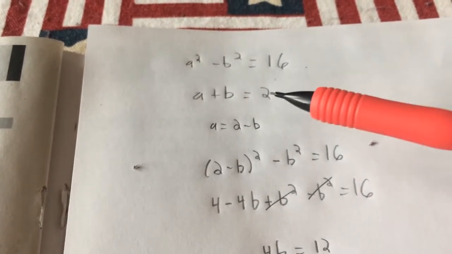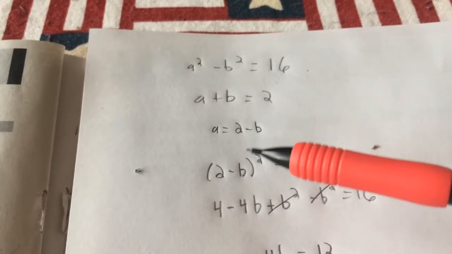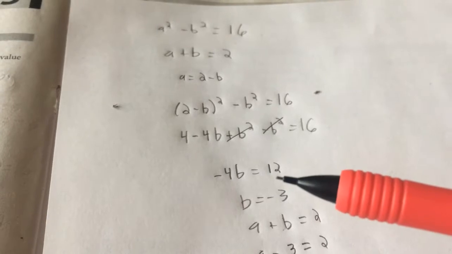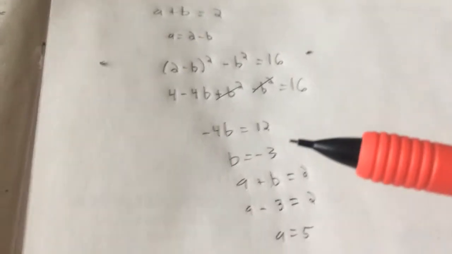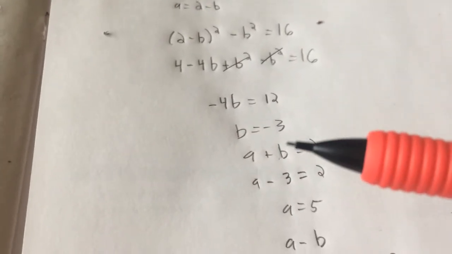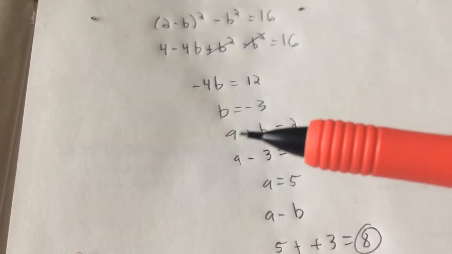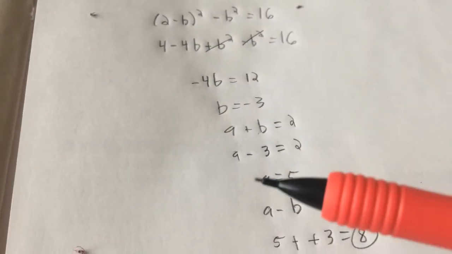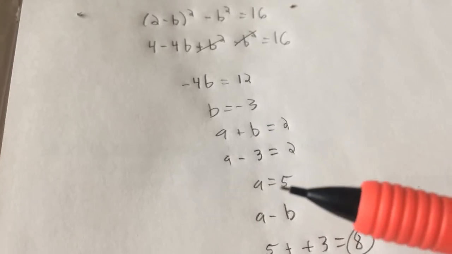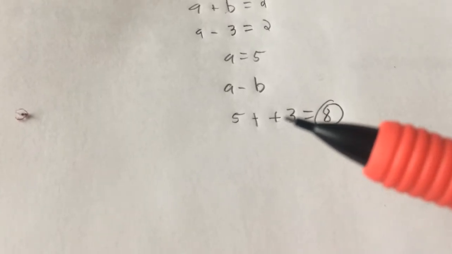So what I did, I isolated A for the second equation, plugged the second equation back into the first equation, squared it, did a bunch of math. And then I ended up getting B equals -3. Then I used the second equation, A plus B equals 2, plugged in -3. Got A equals 5, A minus B. 5 minus a -3 is 8, so that is why A is the correct answer.